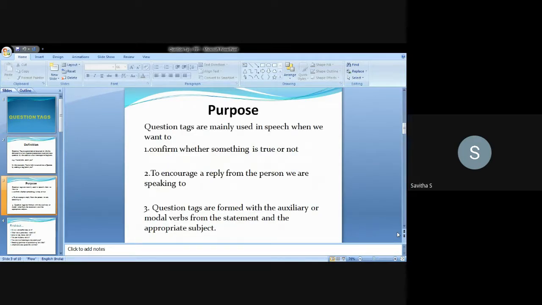Though tag questions are mostly used in conversational language, it is nevertheless important for us to use them correctly. Now, when you look at the speech, you have to confirm whether something is true or not, then encourage a reply from the person we are speaking to. Question tags are formed with the auxiliary or modal verbs from the statement and the appropriate subject.